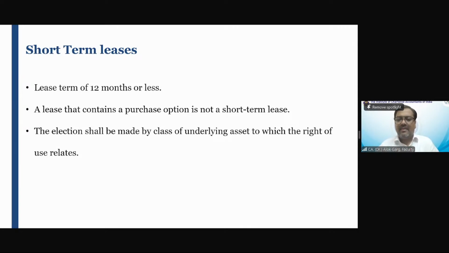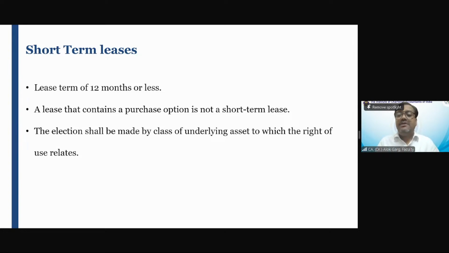Correct? My dear friends, the basic and fundamental accounting under Ind AS 116 for a lessee is right of use asset accounting. If a lessee has taken a lease for a period of 1 year and the lessee wants to apply right of use asset accounting, the lessee can do that. Okay.